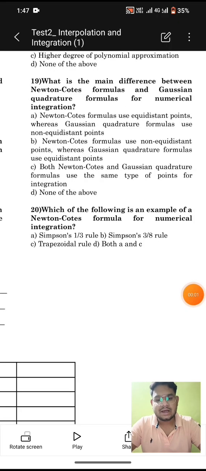Let's move on to the last question. Question number 20. Which of the following is an example of Newton-Cotes formula for numerical integration? Option A. Simpson's 1/3 rule. Option B. Simpson's 3/8 rule. Option C. Trapezoidal rule. Option D. Both A and C. The correct answer is option D, both A and C.